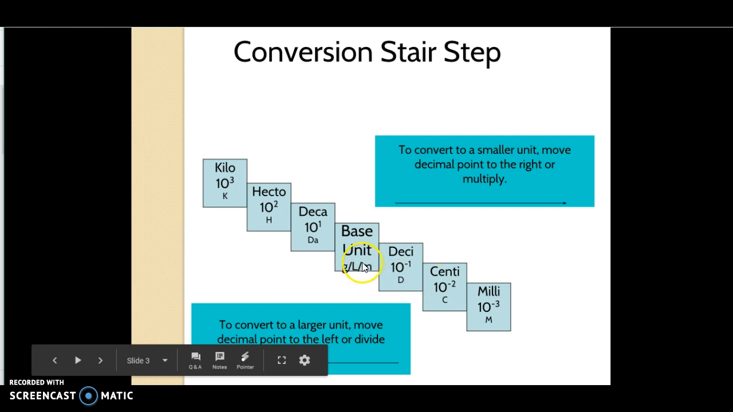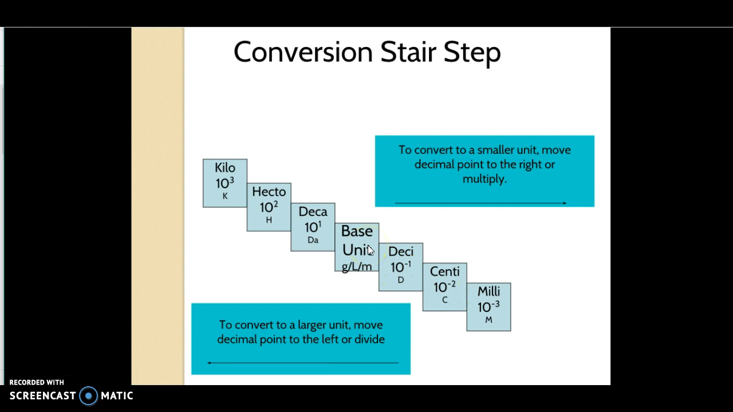So if you're wanting to make a unit larger, like I did with centi and moved up to regular full meters, you're going to move your decimal to the left, which means you're dividing. So centi is 1/100th. I'm dividing that 67 by 100. And that's how I get 0.67 meters. We'll go through this a little bit more in just a minute.